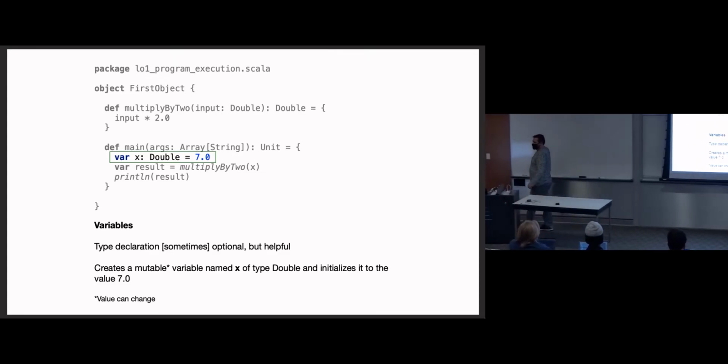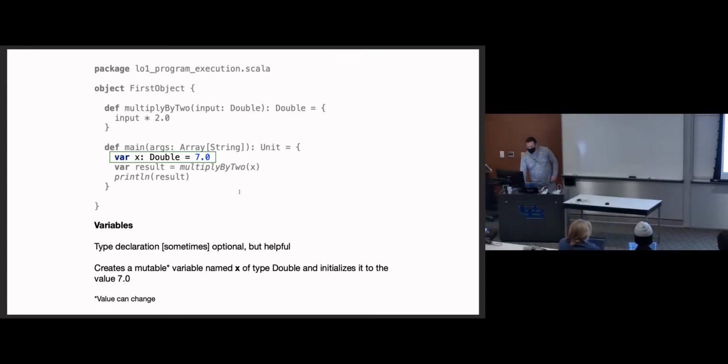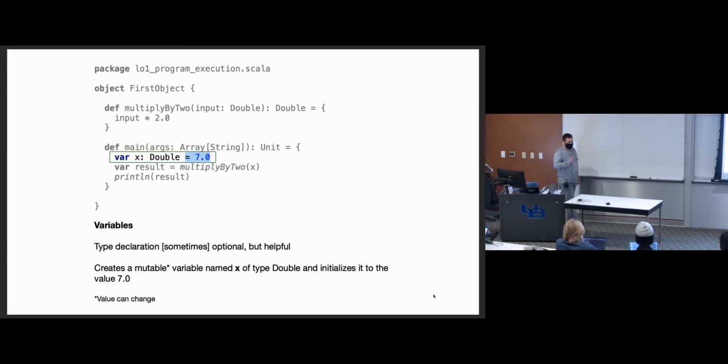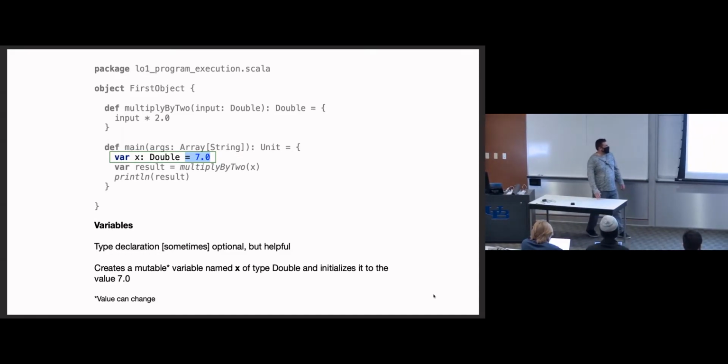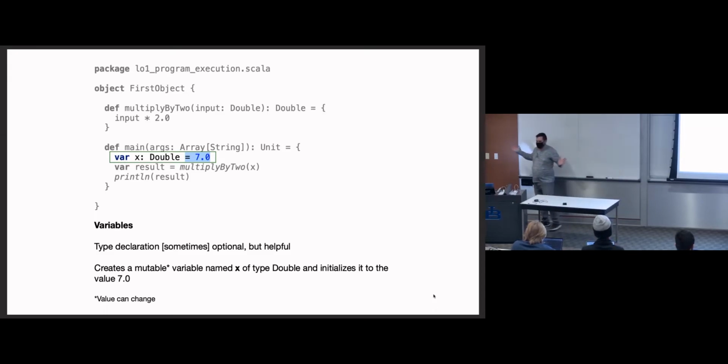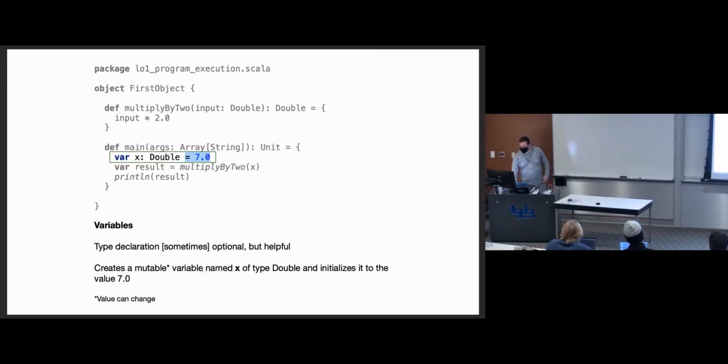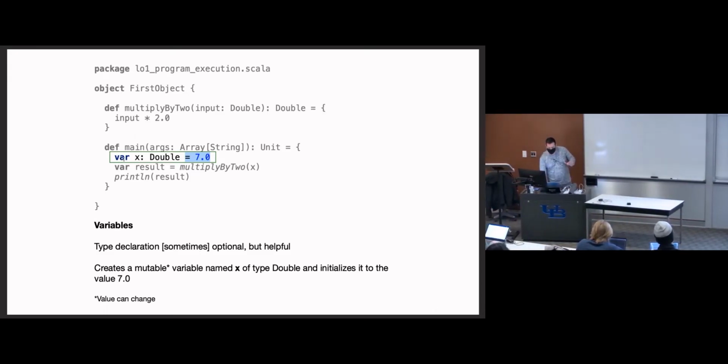So I'm saying I'm creating a variable named x of type double, and then the rest, you've seen this plenty of times, and assign it the value 7.0. And I got myself a variable. Var, for variable, means the value stored in the variable can change. It is a variable. It does vary.